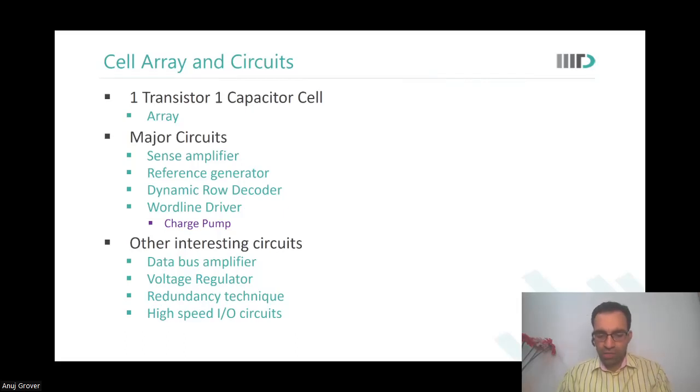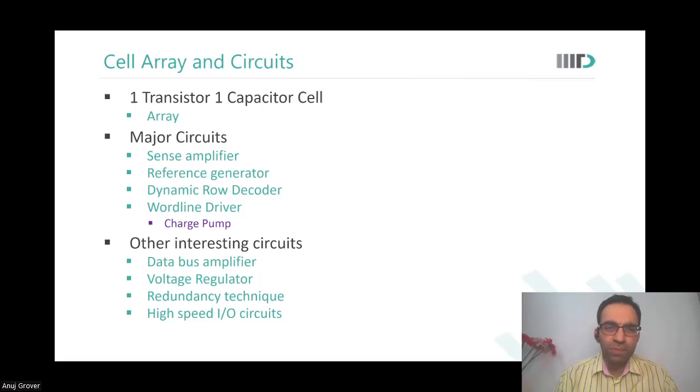What I was saying was that we will now look at the memory array, and then we will look at sense amplifiers, reference generators, and row decoders. You already know row decoders, so we will not really spend time on that, but we will look at the word line driver in terms of charge pump. Okay.